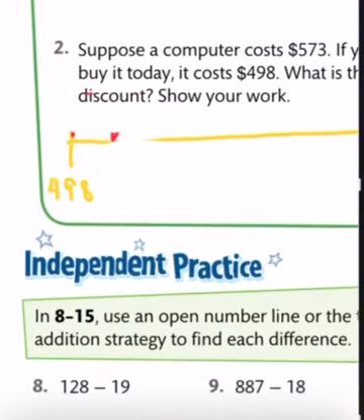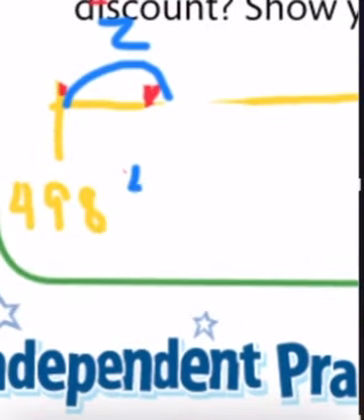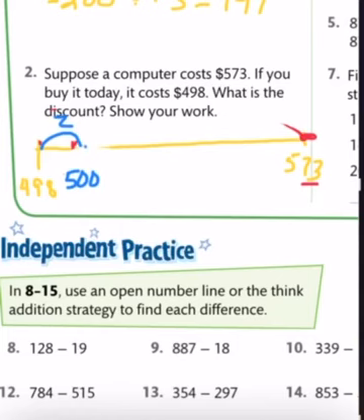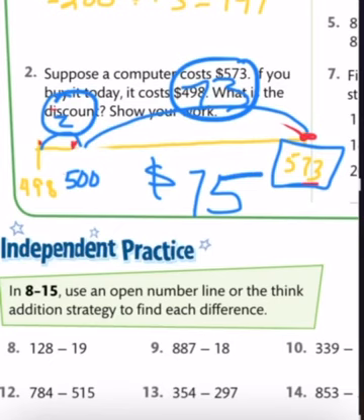If I start at 498, I can jump by 2, and that gets me to 500. And then all I need to do now is jump 73, and I get to 573. I just add those 2 together, and again, it's $75. Okay.